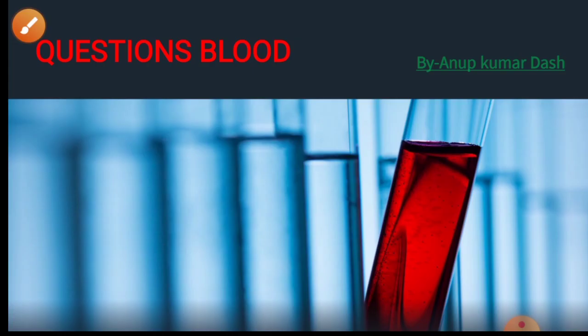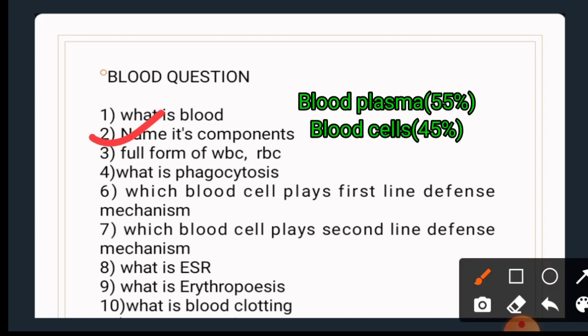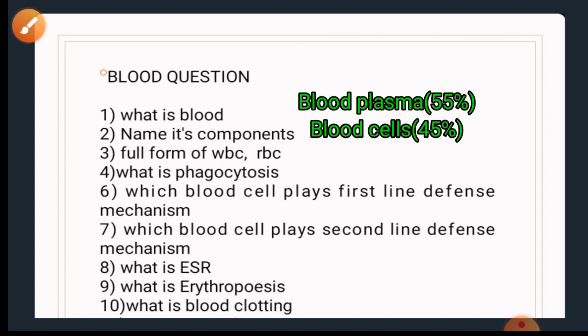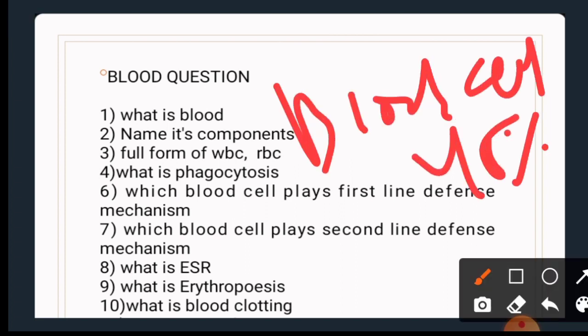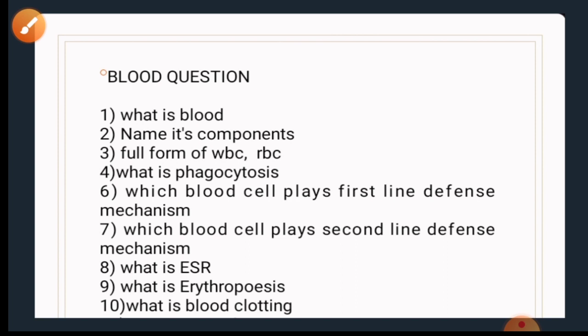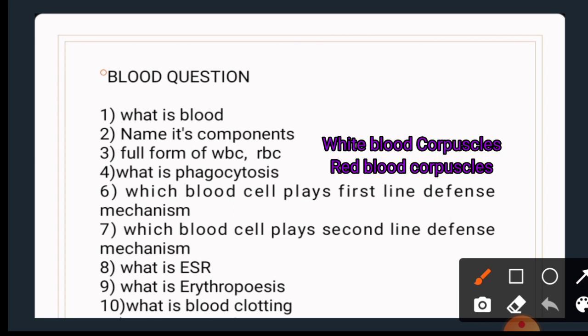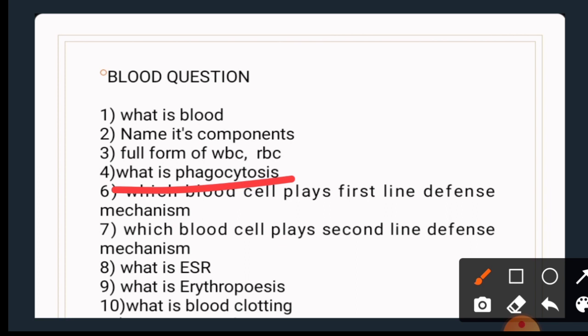The next question is, what are the names of its components? Basically blood consists of two components. One is blood plasma, that is about 55%, and another is blood cells, that is about 45% of the total blood. Next is the full form of WBC and RBC. WBC stands for white blood cell or white blood corpuscles, and likewise RBC stands for red blood cell or red blood corpuscles. What is phagocytosis?